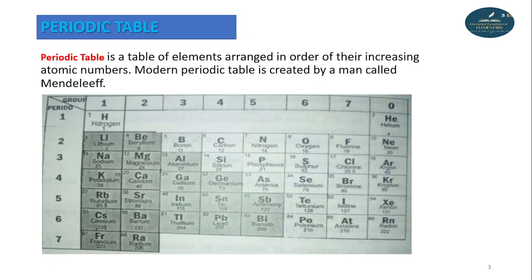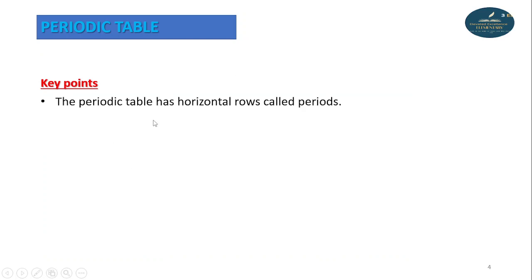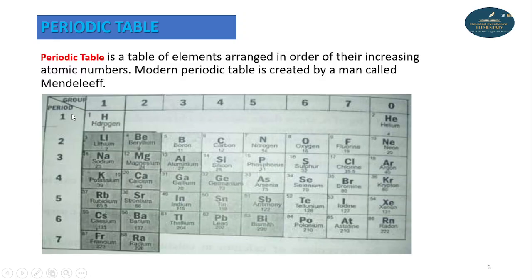Looking at this, you can actually determine the rows and columns. Here are the columns, while these are the rows. So we need to understand that the periodic table has horizontal rows called periods. As you can see, this table is numbered already.